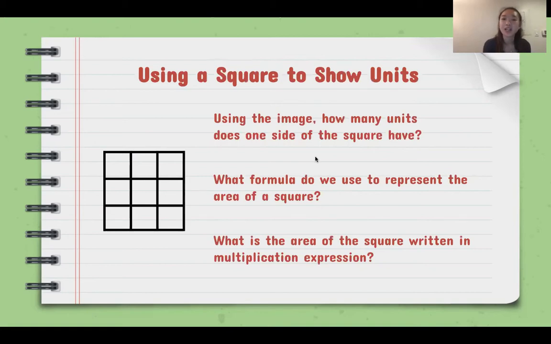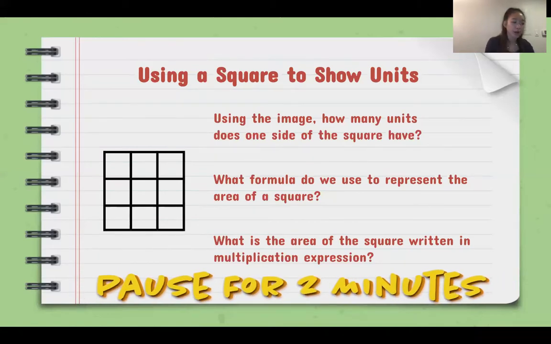All right, so using a square to show units. Using the image, how many units does one side of the square have? What formula do we use to represent the area of a square? And what is the area of a square written in multiplication expression? If you don't know what some of these mean, that's okay. I would like you to try it on your own, give it the best try you can, and then I will go over it and teach you that after. If you can pause here for about 2 minutes, and then we will go over that together.